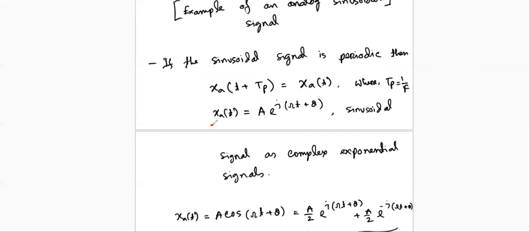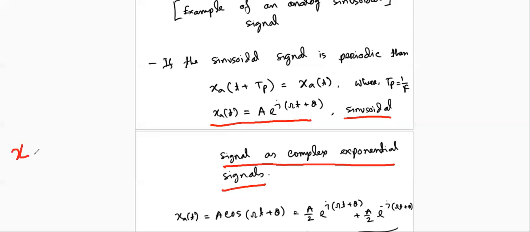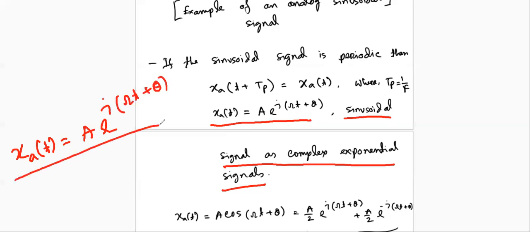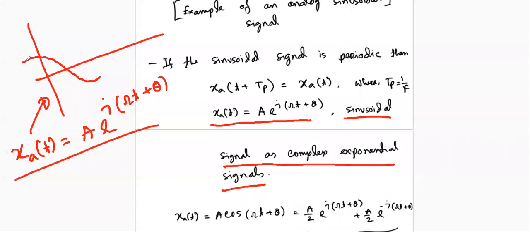It can also be mentioned in this way. That means the sinusoidal signal as a complex exponential signal. So what is the notation? I'm writing it here again. x(t) equals A, the amplitude, e to the power j(omega t plus theta). So how does x(t) look in the time domain? We have done it before, so we know that. So this should also look the same.